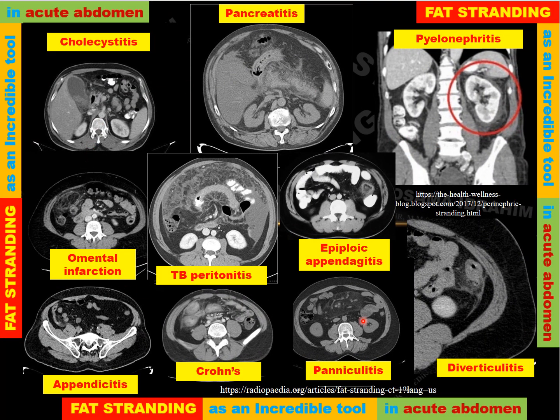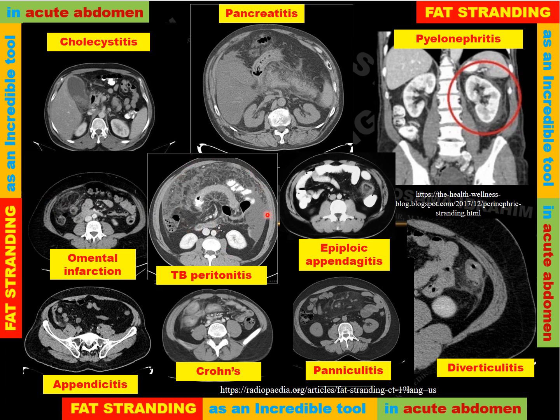This is the main core of my presentation, which is fat stranding. Fat stranding appears like this: an irregular, ill-defined line of high CT attenuation surrounding the organ of inflammation, like this surrounding the kidney in acute pyelonephritis, or the pancreas in acute pancreatitis, or the gallbladder in acute cholecystitis. Also here, there is fat stranding in the periappendicular region for acute appendicitis or omental infarction.